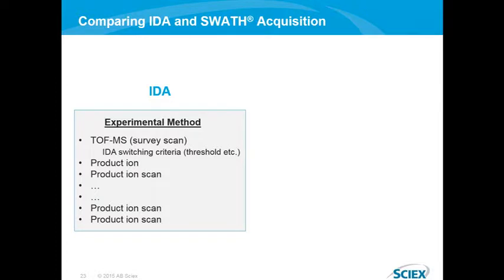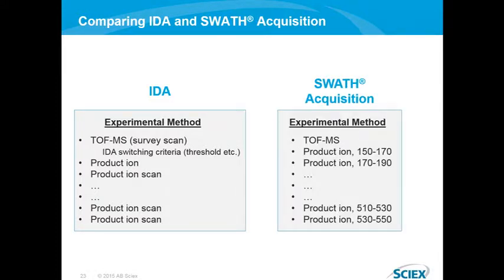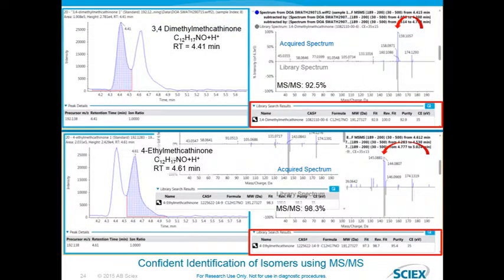This slide summarizes the architecture of the two acquisition methods. In the example presented here, we observe the presence of two isomeric compounds whose chromatographic retention times are very close. Thanks to the SWATH acquisition, the MS-MS spectra of the two compounds made it possible to identify the two compounds distinctly with a high level of confidence.